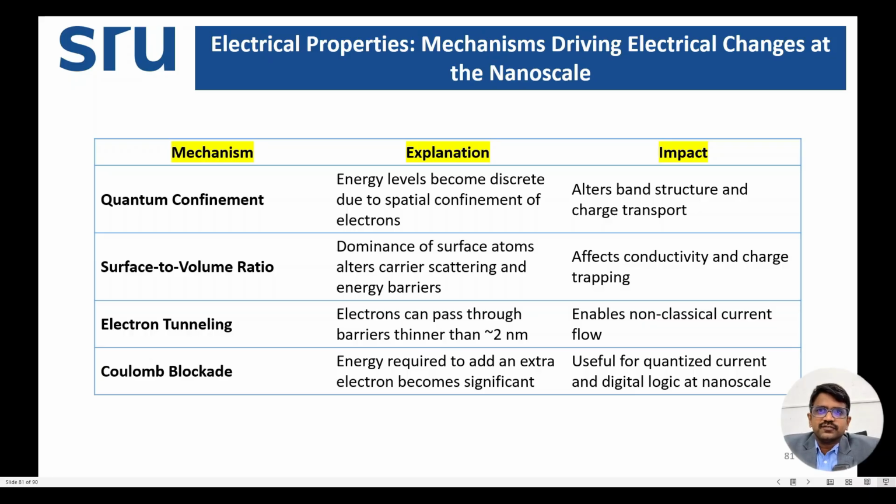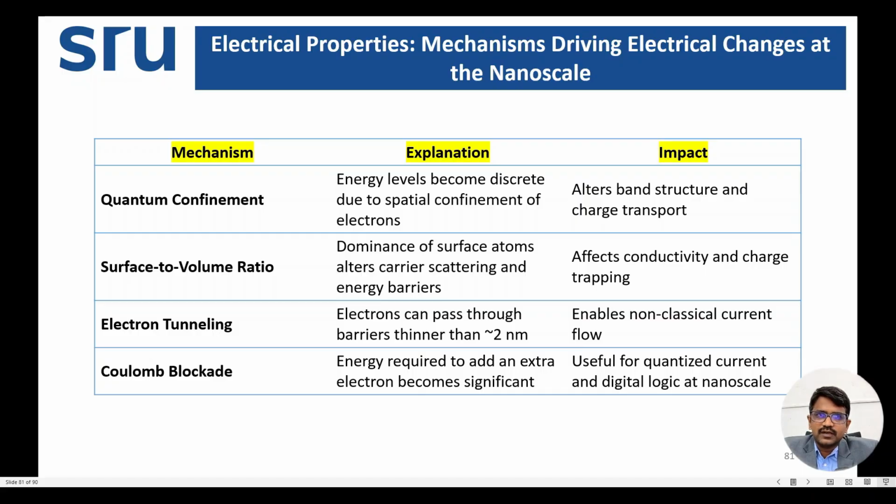So dominance of surface atoms alters carrier scattering and energy barriers. What is the impact? It affects conductivity and charge trapping. Okay, charge trapping. Electron tunneling. Explanation: electrons can pass through barriers thinner than 2 nanometers. So what is the impact? It enables non-classical current flow.